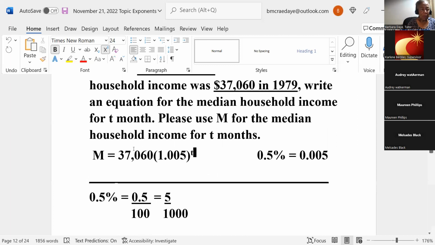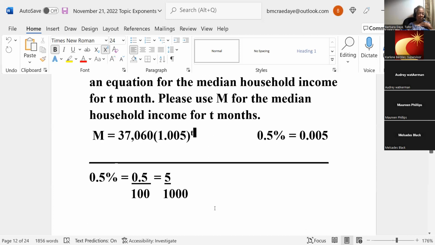Okay. Well, just remember you're starting with a value. In this case, it's median income. You're multiplying it by a factor that comes from adding 100% to whatever that percent is as a decimal, and then raising it to a power that's indicated in the problem. That's usually a variable. Sometimes it's T, could be Y, could be X. Here it said T months.